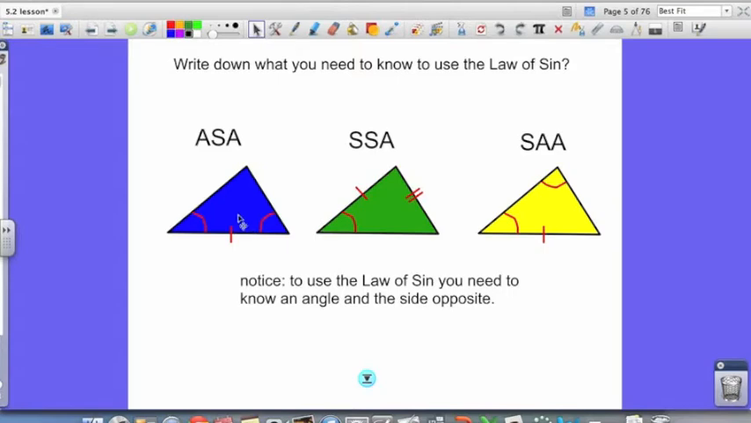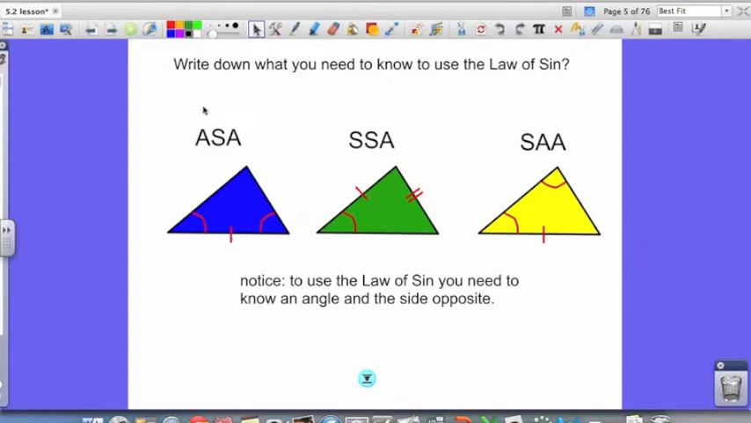Here, you don't necessarily have an angle and a side opposite, but hey, we can use the triangle sum theorem, where the 3 angles of a triangle add up to 180. So I will know this one, and now I'll have this angle and the side opposite. So whenever you have these 3 types of triangles, you can use law of sines, being aware of the ambiguous cases for this one.